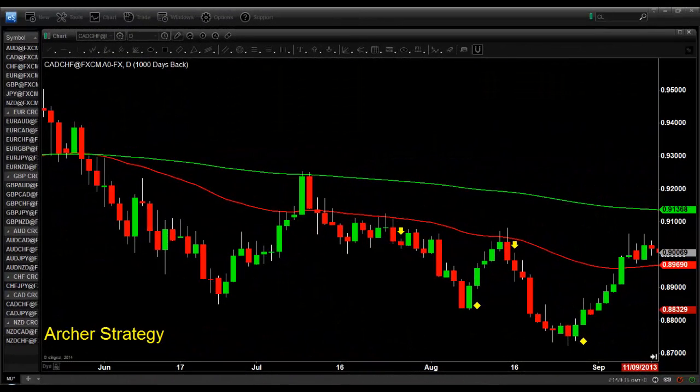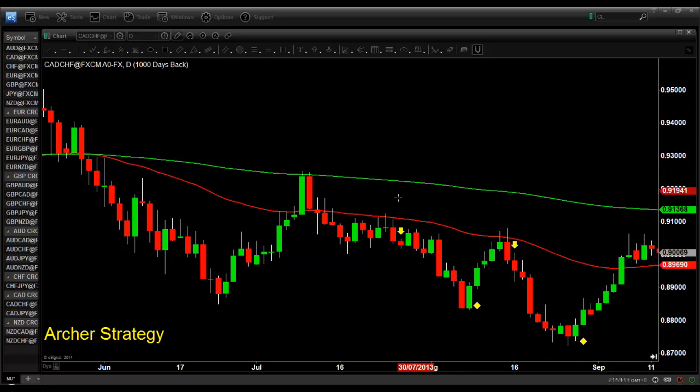Hello, we're going to take a look at the Archer Strategy Indicator. Now, the reason you have an indicator is to basically just cut through all the boredom of flicking through various charts, looking to see if you have a setup. An indicator will just do all the work for you, basically.